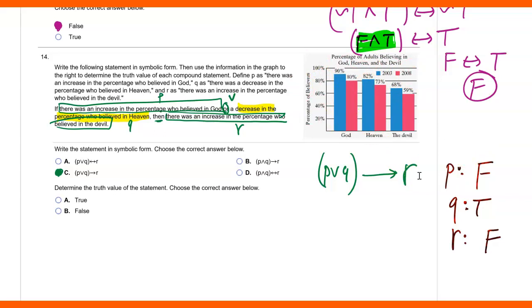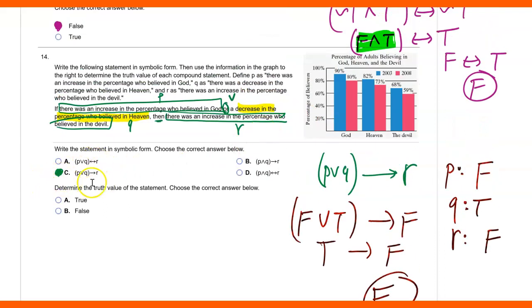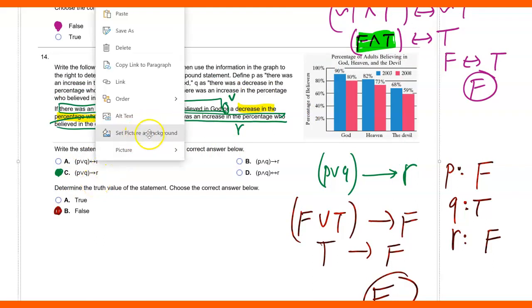Now let's put the truth value of P, which is F, or truth value of Q, which is T, right arrow, truth value of R, which is F. F or T is going to be T, right arrow F. And in a conditional, if before the arrow is true and after the arrow is false, this is going to be false. Therefore the truth value of this statement is false. Okay, that's all about this section 3.4.